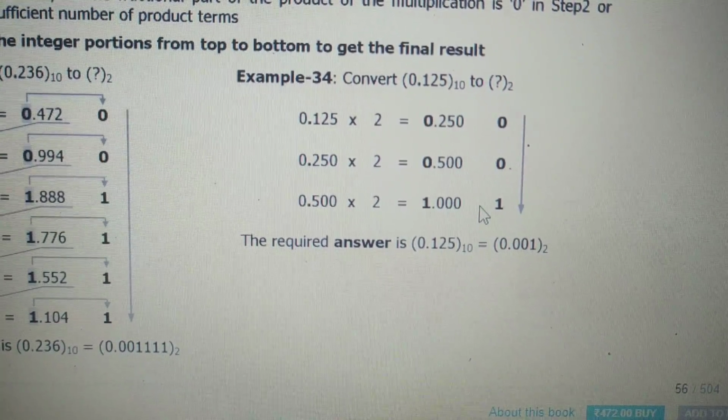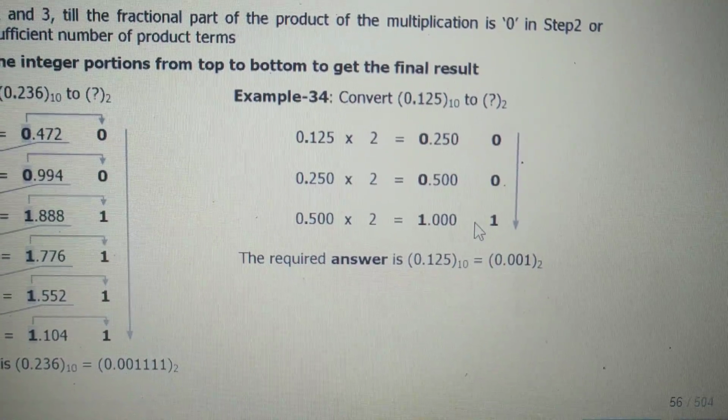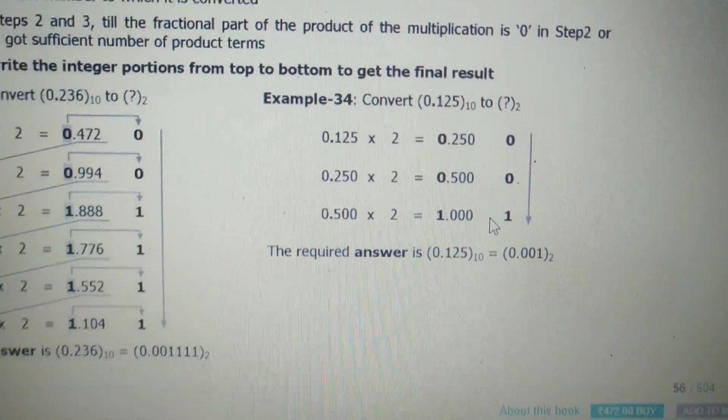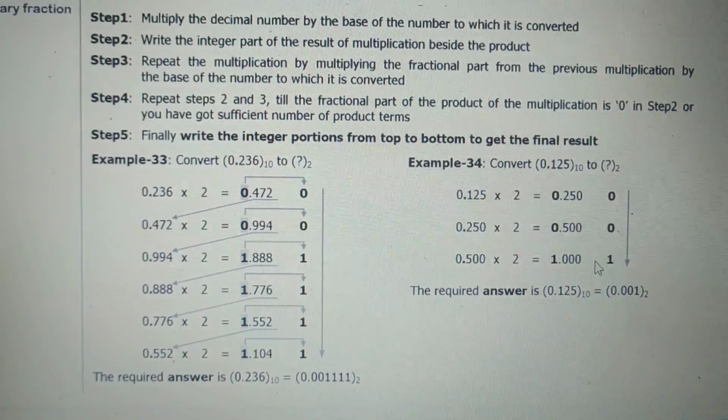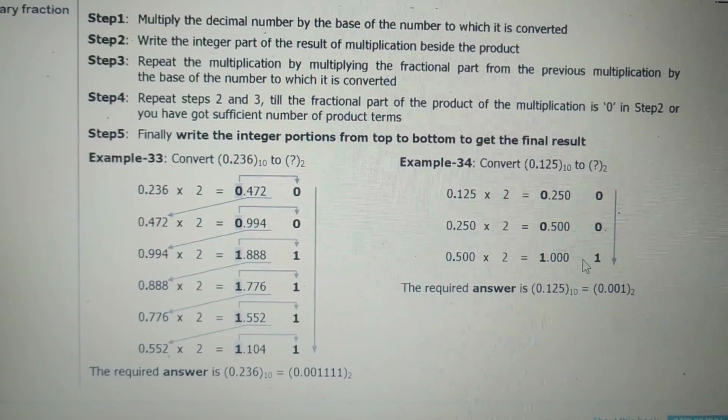So what fractional part is left? That is 0. So we have achieved 0, and for further we will not multiply. In this way we can convert the fractional decimal value to a binary one. Okay.